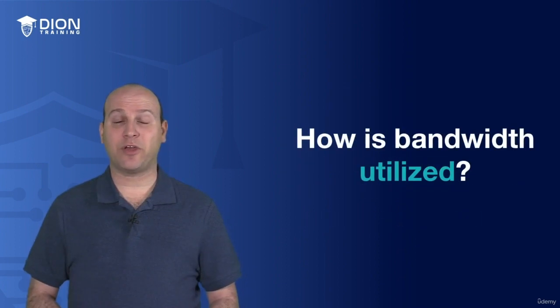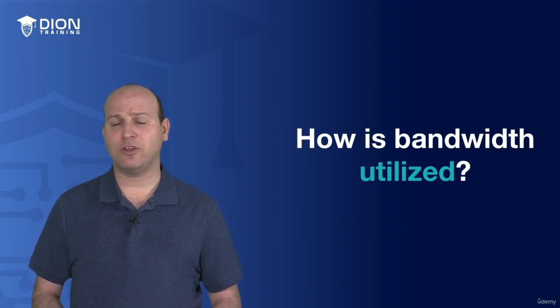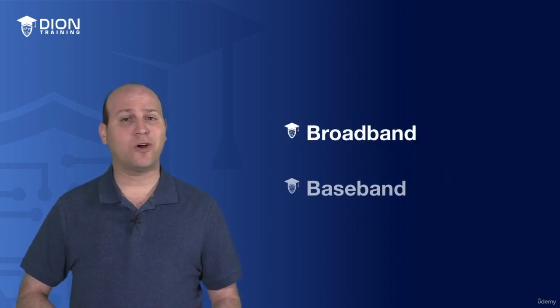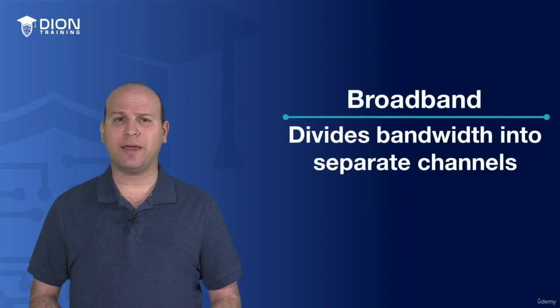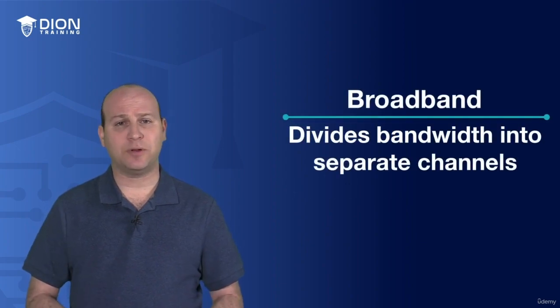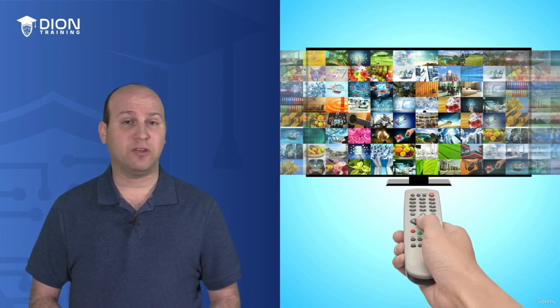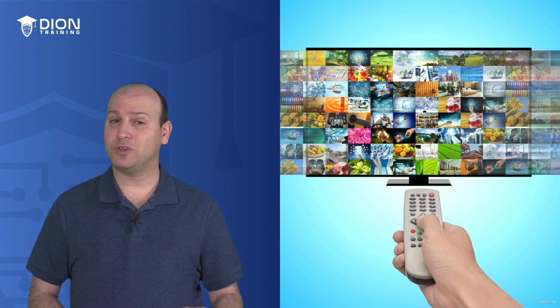Now, in addition to figuring out if it's going to be asynchronous or synchronous, you also have to figure out how you're going to utilize the bandwidth of the cable. And there's two main ways that you can do this. One is called broadband and one is called baseband. Now, broadband is going to divide our bandwidth into separate channels. If you have a TV service at your house, you're probably familiar with this because you have a single cable coming into your house, but it carries 200 or more channels. The user then is going to choose a single channel and the rest are going to be filtered out.